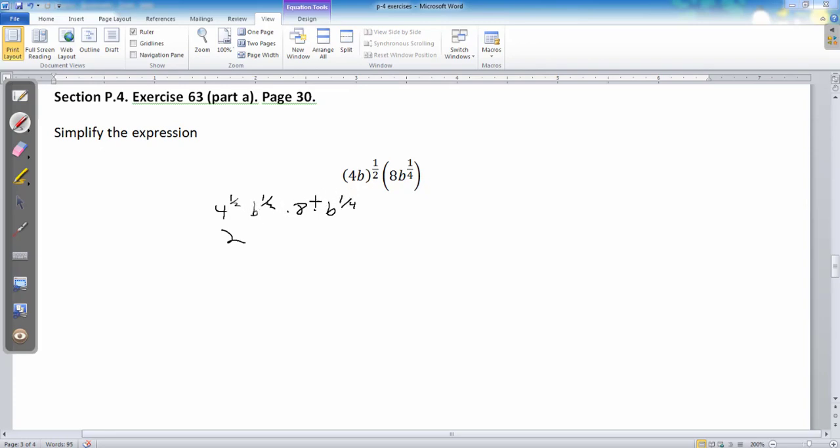These 2 b expressions, I can just add their exponents, because remember, if you multiply two expressions with the same base, add their exponents. So 1/2 plus 1/4. Get common denominators. You have 2/4 plus 1/4, which equals 3/4. So I have 2 times 8 times b to the 3/4. And that will get us 16 b to the 3/4.